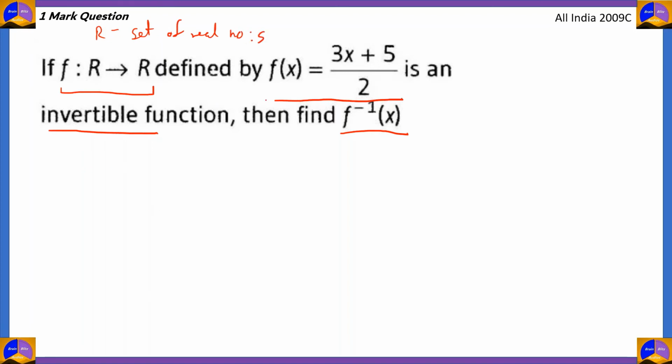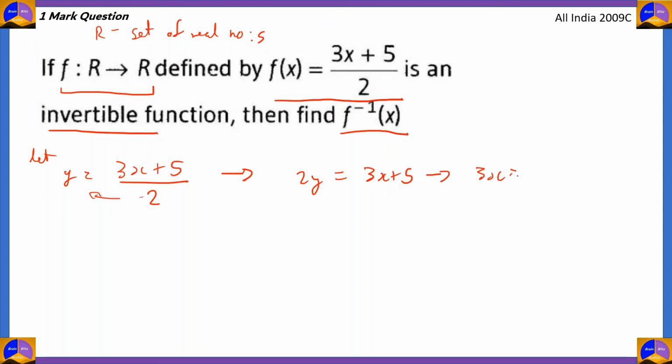So in order to do this question, we'll assume y to be equal to f of x. So y will be equal to (3x plus 5) by 2, which implies that 2y will be equal to 3x plus 5. 2 goes up here. So now we can say that 3x will be equal to 2y minus 5. We just took 5 to the other side, so the plus becomes minus, which further implies that x will be equal to (2y minus 5) divided by 3.